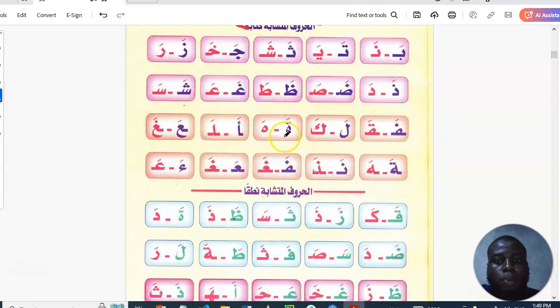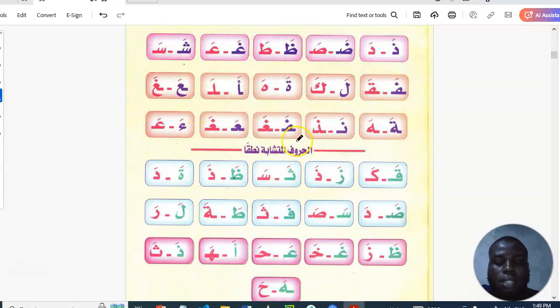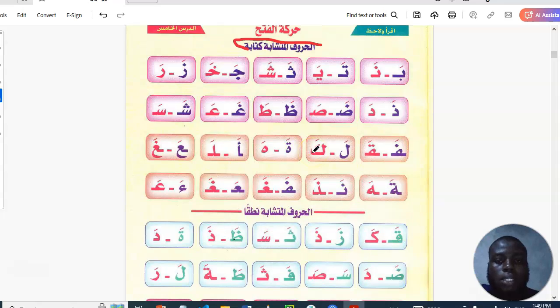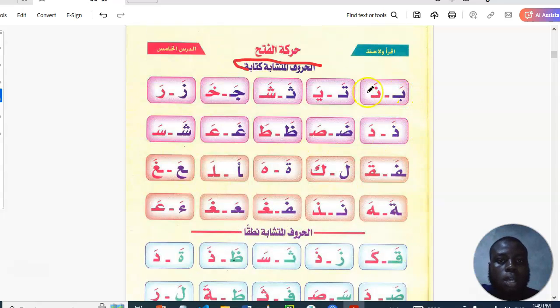So these are some of the examples, and the second kind are Arabic letters that look alike when you pronounce them. So let's take a look at each of these sections. These are the ones that look alike in their written form. Ba, na. As you can see, we have the dot below for the ba and the dot above for the nun. So they look alike and you can easily get confused with them.